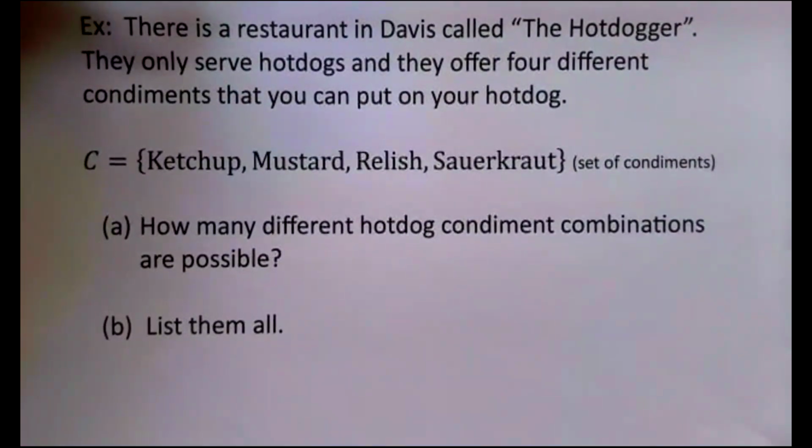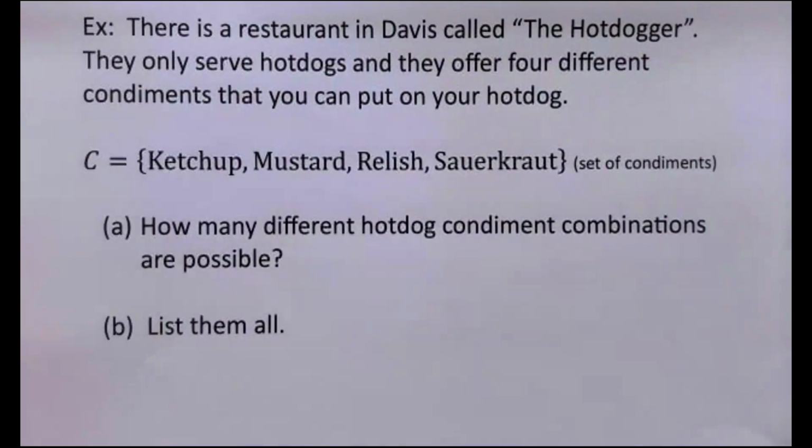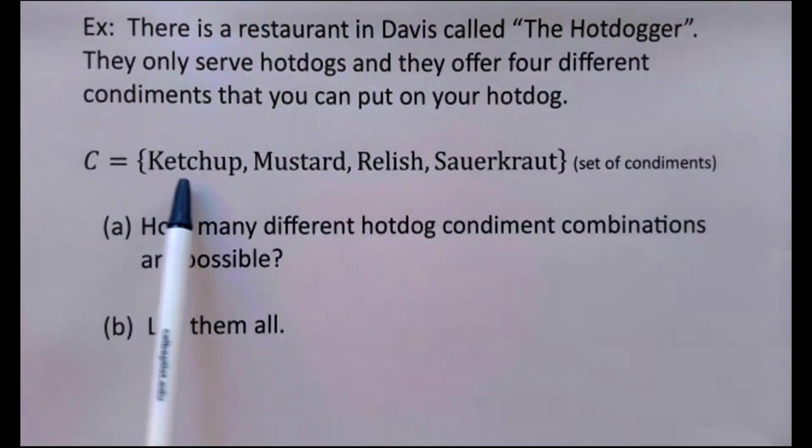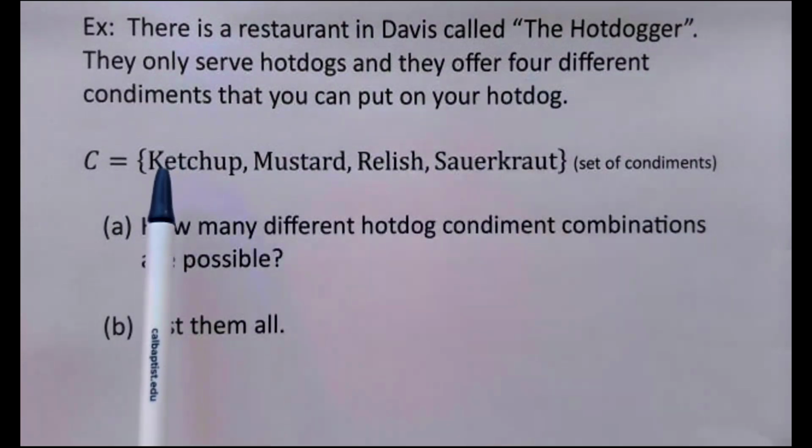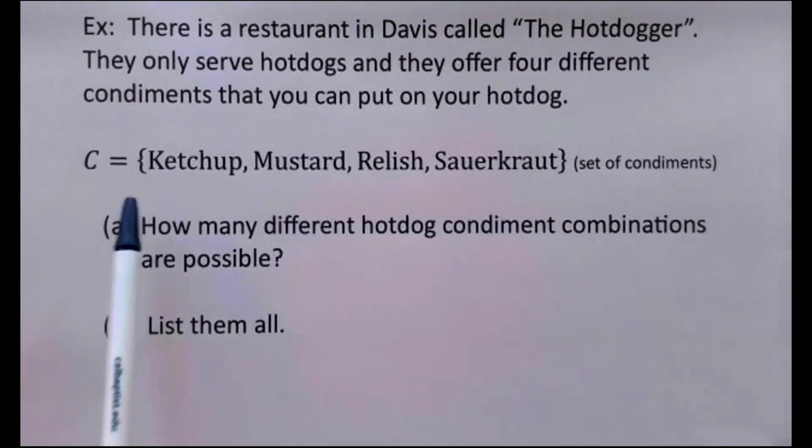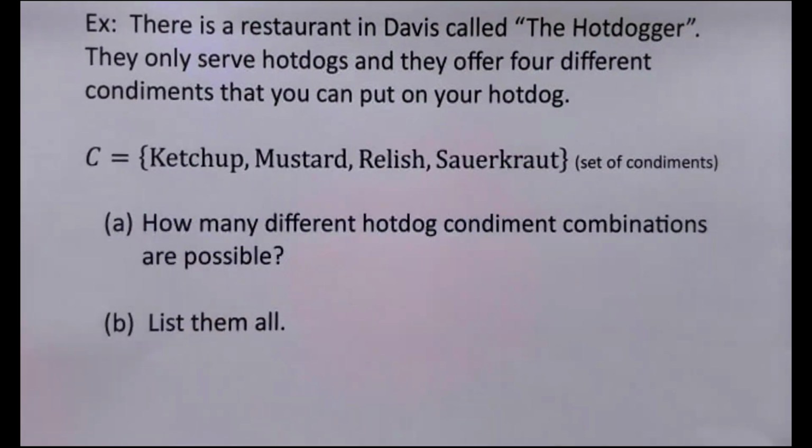There is a restaurant in Davis called the Hot Dogger. They only serve hot dogs, and they offer 4 different condiments that you can put on your hot dog. They offer ketchup, mustard, relish, and sauerkraut. I used C for condiments, right? So that's the set of all the condiments that they offer. You can order a hot dog and then they ask you, what do you want on it? But these are your choices: ketchup, mustard, relish, sauerkraut.